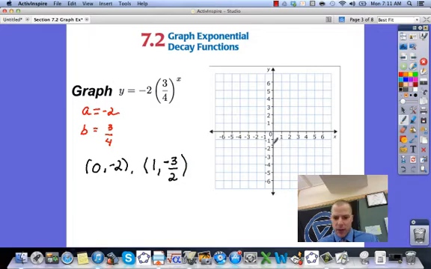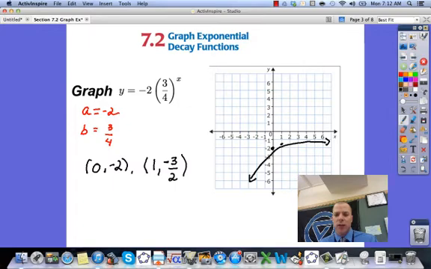So you have 0, -2, and 1, -3/2. And the graph is actually going to look just like this. Follow that axis.